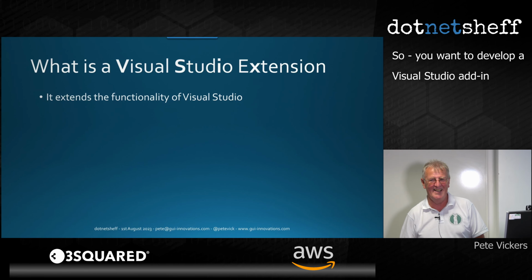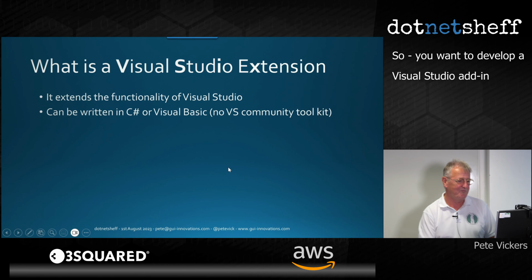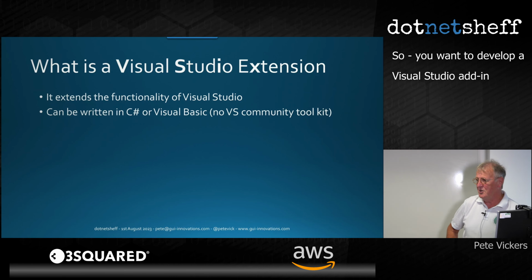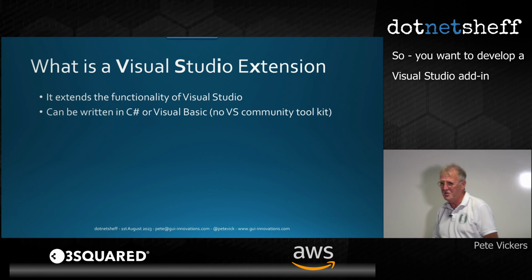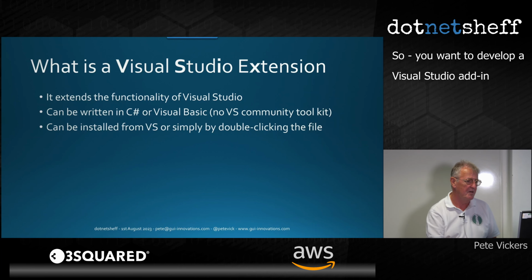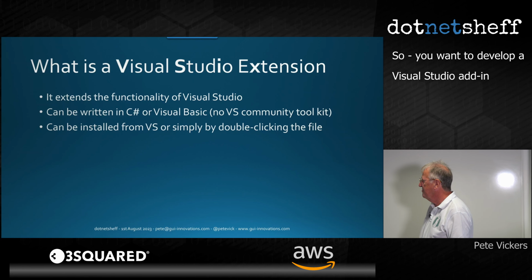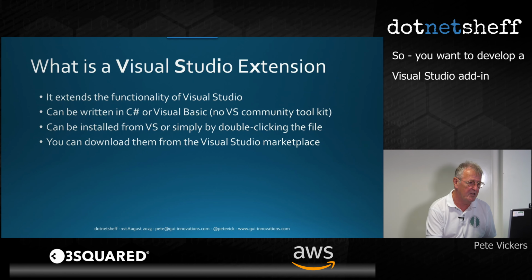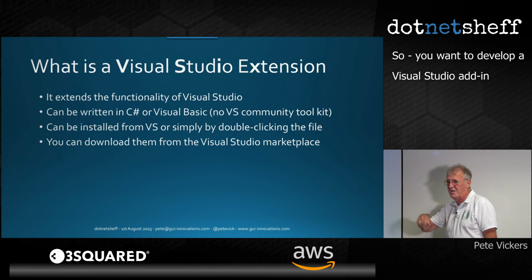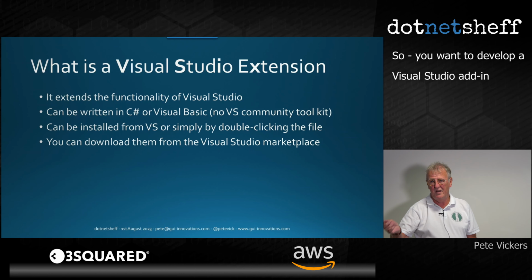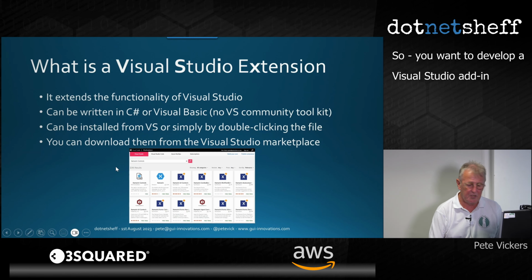So what is it? It extends the functionality of Visual Studio. You write it in C# or Visual Basic. If you use Visual Basic, there's no Visual Studio Community Toolkit, which we'll talk about in a moment. It can be installed from Visual Studio or simply by double-clicking on the file. There's a Visual Studio Marketplace, which we'll talk about at the end. You can upload your extensions there, and people can download, make suggestions, etc.